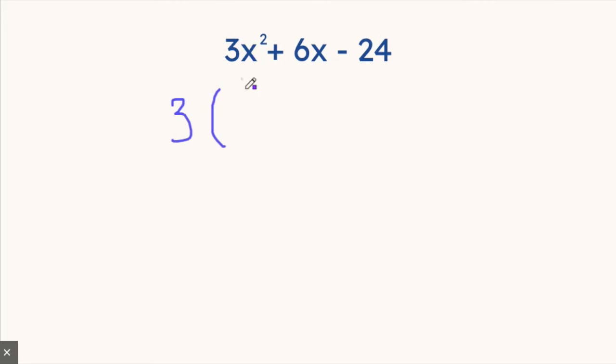and write whatever's left. When you divide 3x squared by 3, you get x squared. When you divide 6x by 3, you just divide 6 by 3 and put that x in, 2x. And when you divide -24 by 3, you get -8.